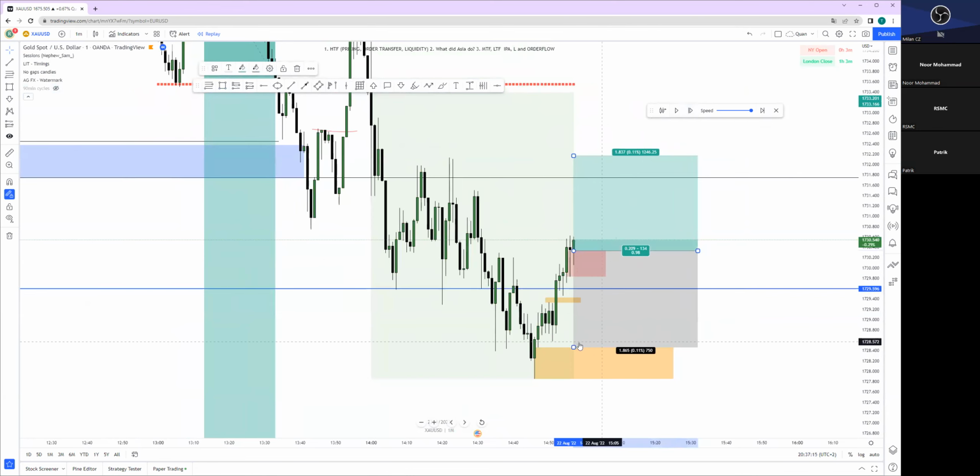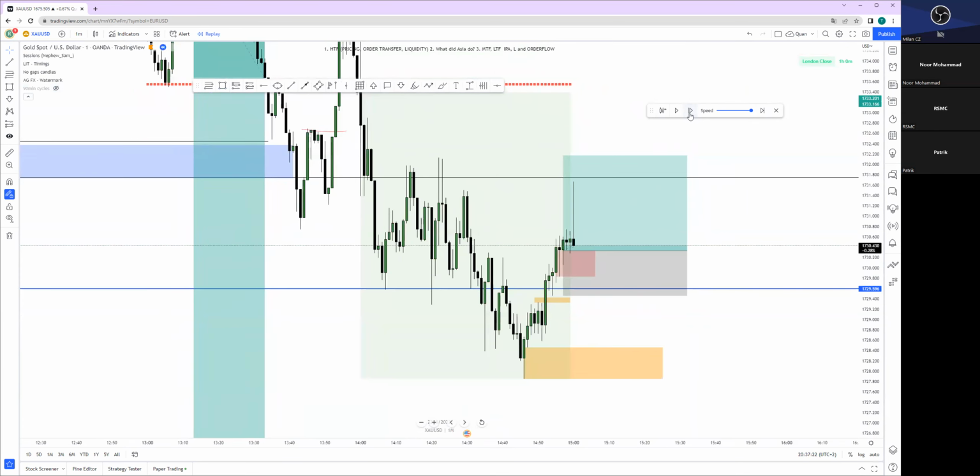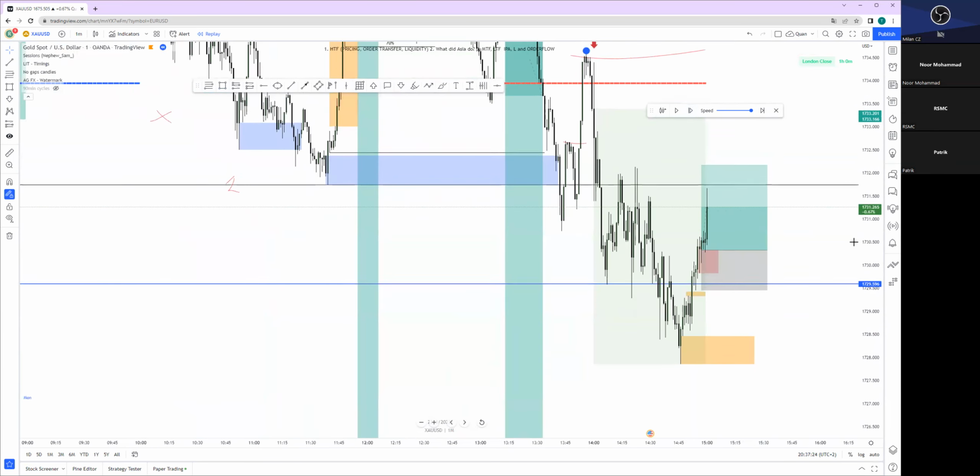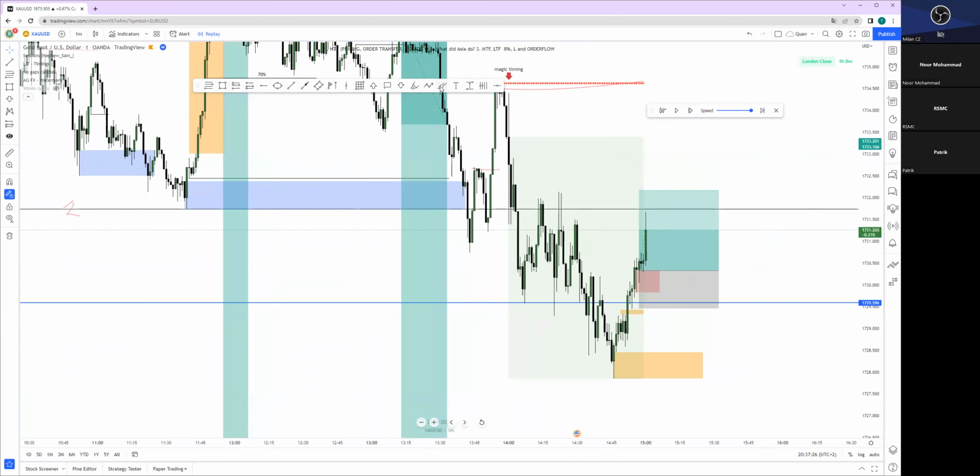Okay, it takes us in. Oh no, this is not my stop loss. This would be a stop loss. And yeah, perfect. This could be our first partial inducement high.